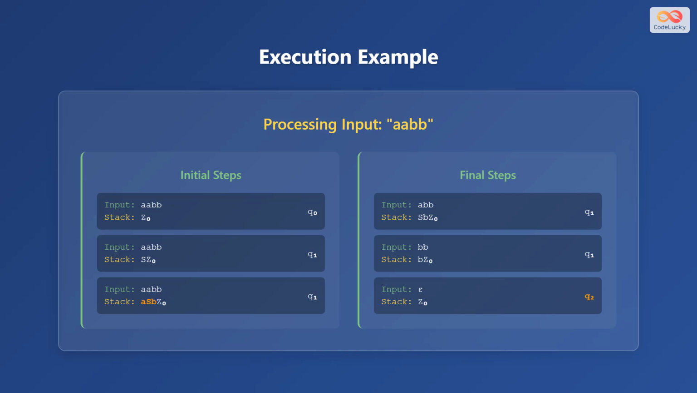It then matches the first a in the input with the a on the stack, transitioning to state q1 with input abb and SbZ0 on the stack. It continues processing the input, matching terminals and applying production rules until it reaches state q2 with an empty input and Z0 on the stack, indicating acceptance.